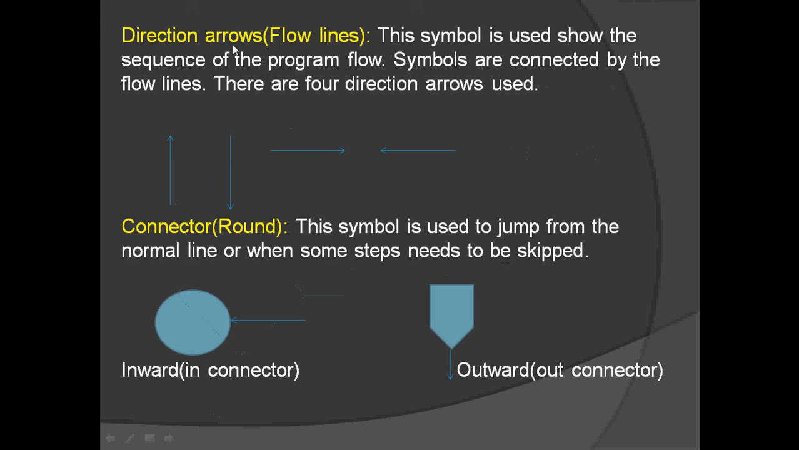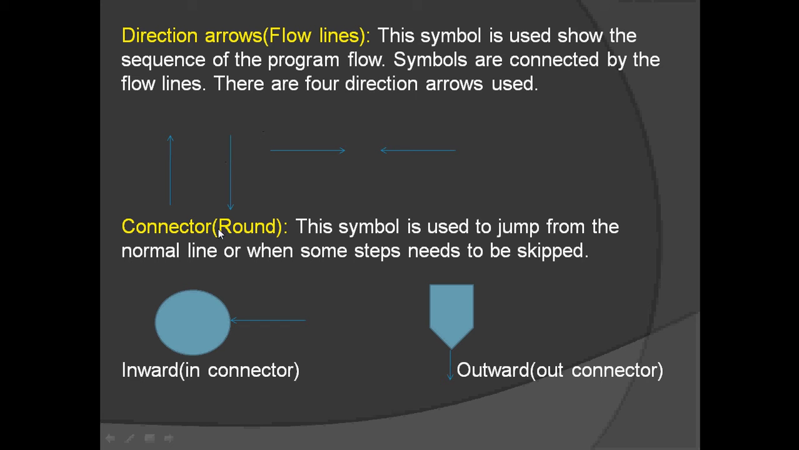Now direction arrows or flow lines. This symbol is used to show the sequence of the program flow. Symbols are connected by the flow lines. There are 4 direction arrows, that is up, down, left and right. As you can see in the previous flowcharts, you use these arrows to connect all the different symbols, and these arrows have directions, so that shows how the program flow will move on.